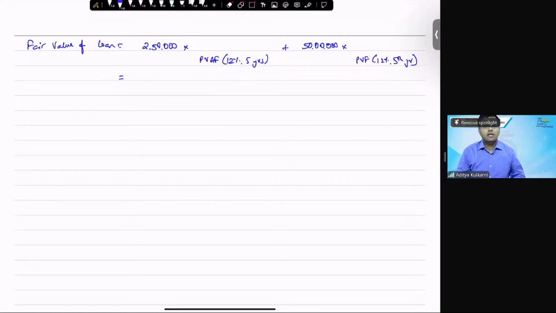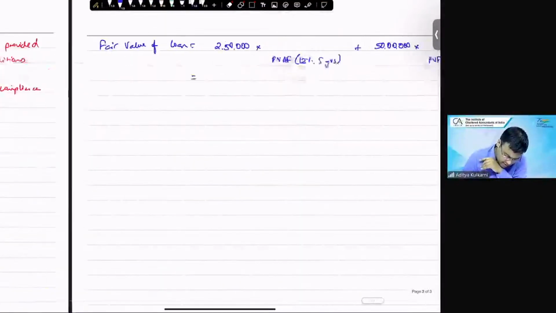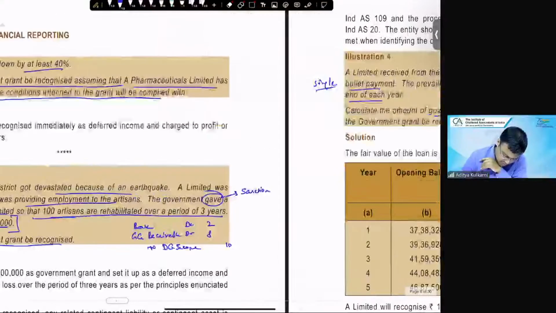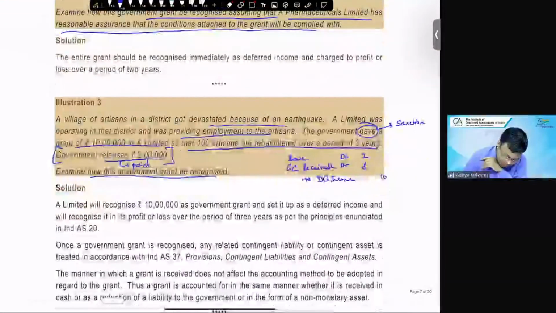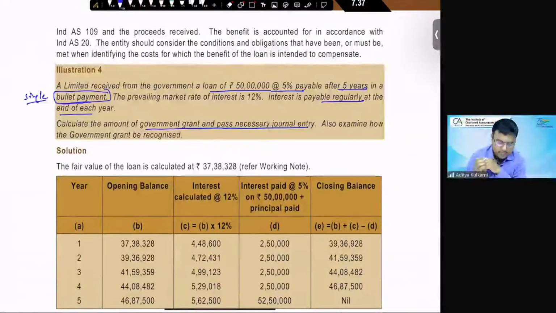Did you understand this working? Sir, I have a doubt. Tell me. Sir, you calculated 5% on that 50 lakh. Don't we consider calculation of interest on a closing balance each year? But if you look at the terms, what is it saying? There will be a single bullet payment at the end. Every year interest will be paid. In the 5th year 50 lakh will be paid. So you will pay interest 2 lakh 50.